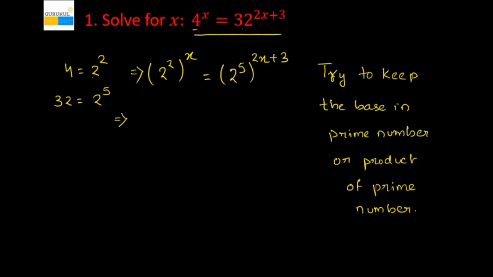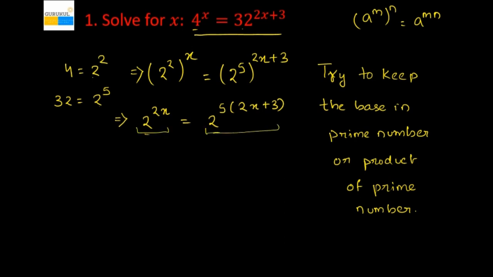Now if you use the law, that is a to the power m raised to the power n is equal to a to the power m times n, this becomes 2 raised to the power 2x equals 2 raised to the power 5 times 2x plus 3. Now you can say that the bases are equal and the complete index terms are equated. So the powers have to be equal. And you can see the base is not any of the values, that is -1, 0 and 1. So the powers can be equated.